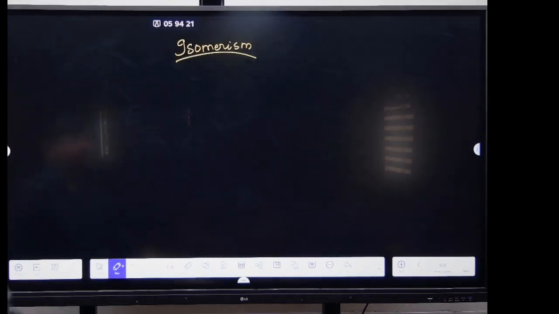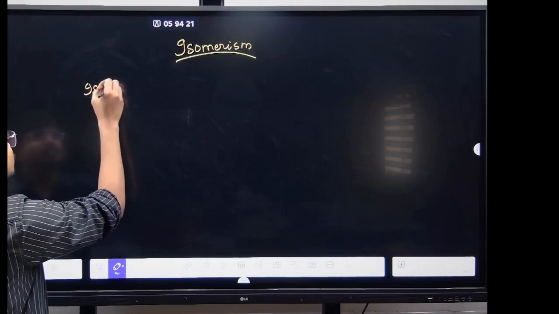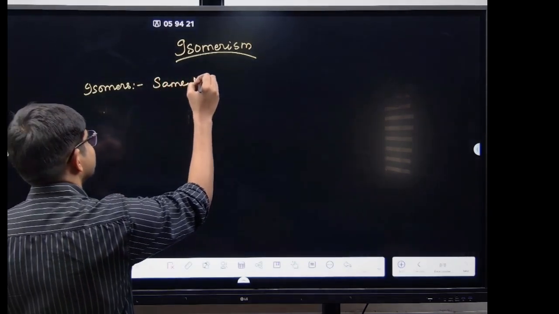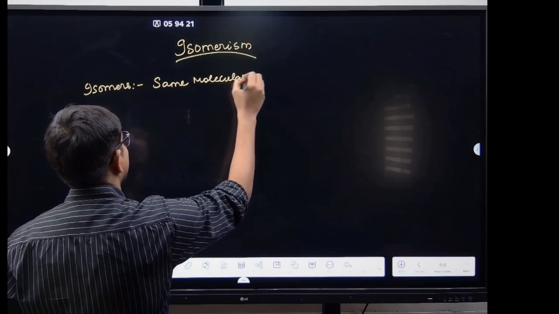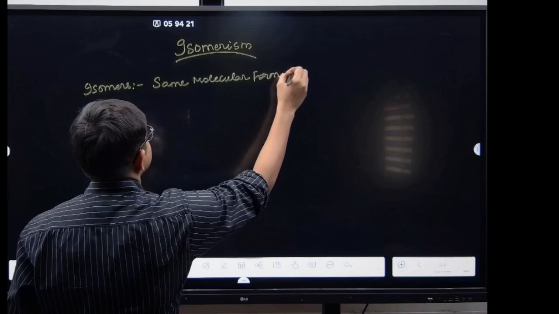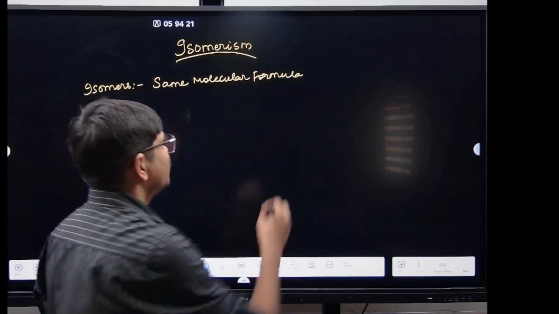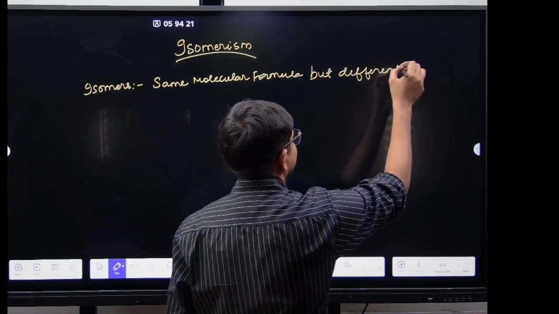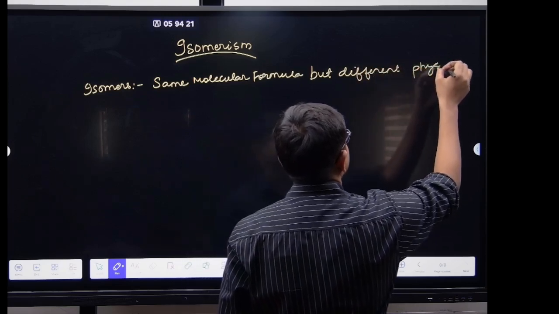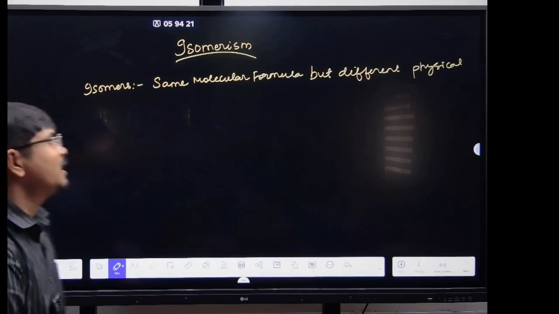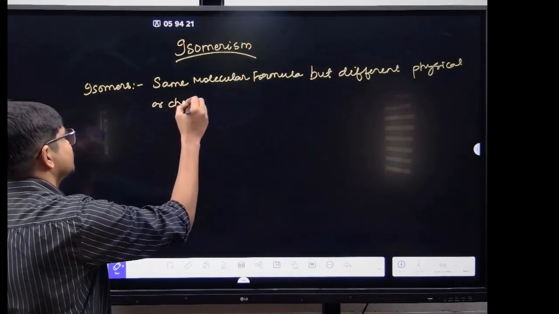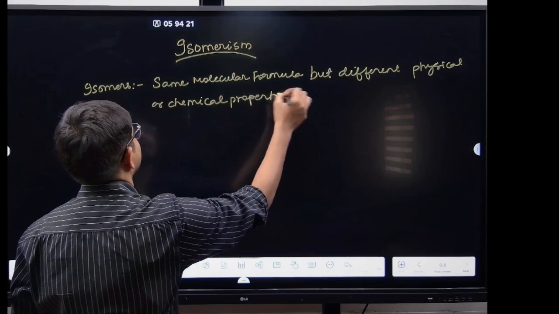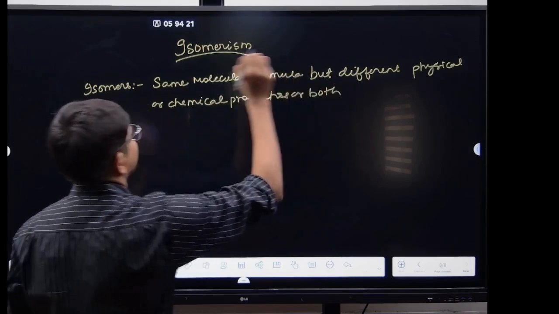Got it? So see here, you know that isomers means having the same molecular formula but different physical or chemical properties, or both. These are the examples of isomers.